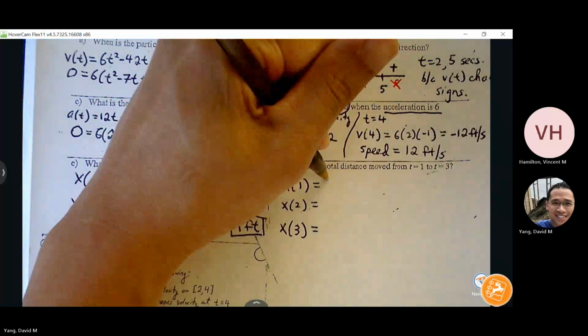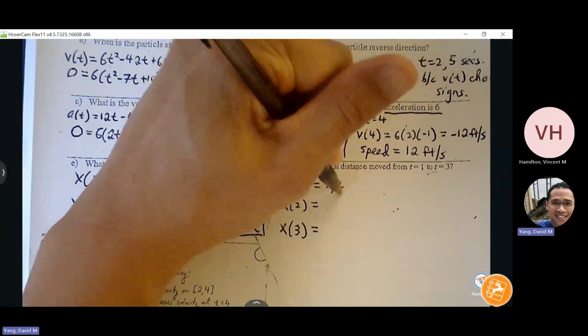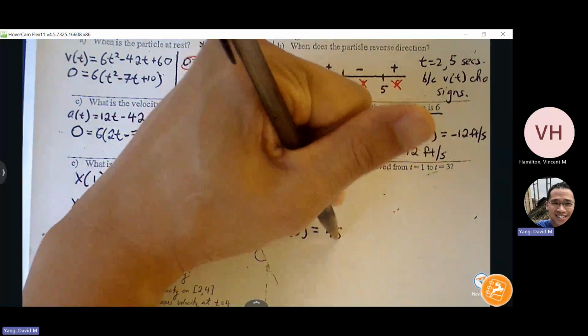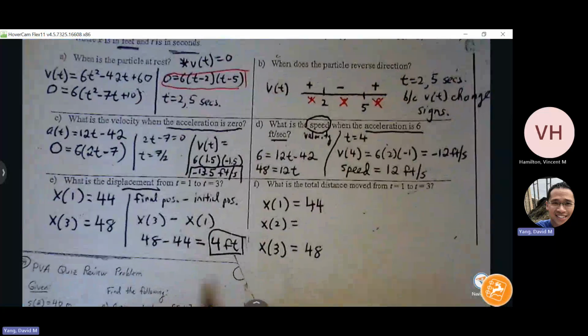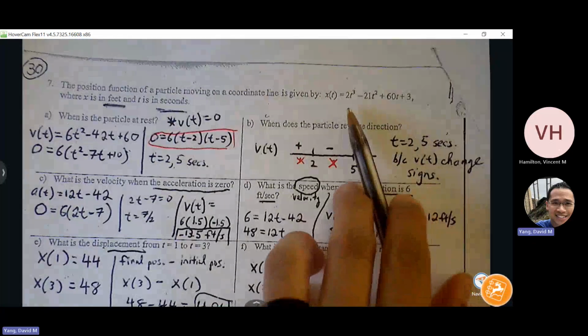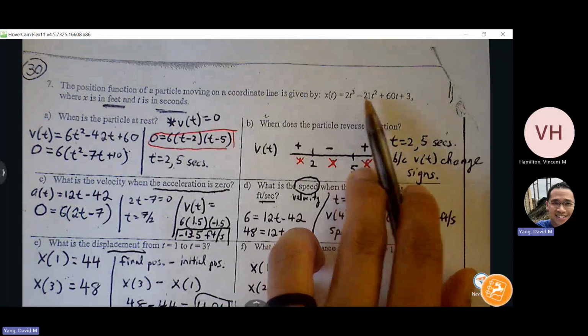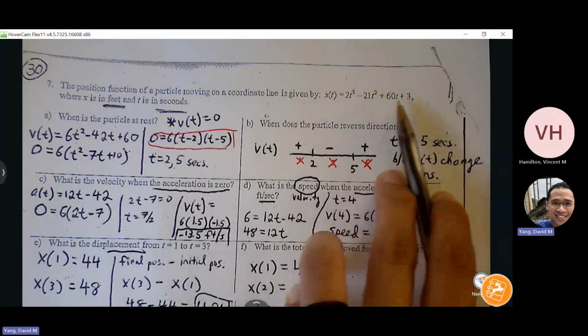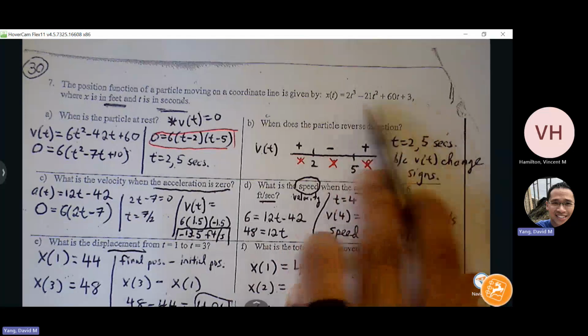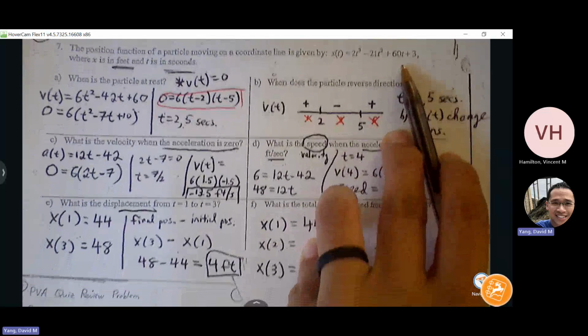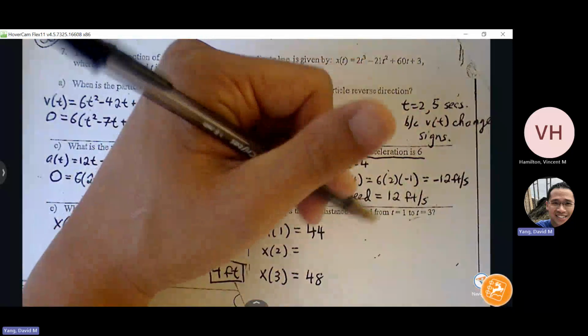So x of 1 is 44. We already found that. X of 3 is 48. X of 2, that means he's going to be at location, so plug 2 into position here. So 2 times 8 minus 21 times 4 plus 60 times 2 plus 3. I'm going to speed that up here. That ends up giving us 55.